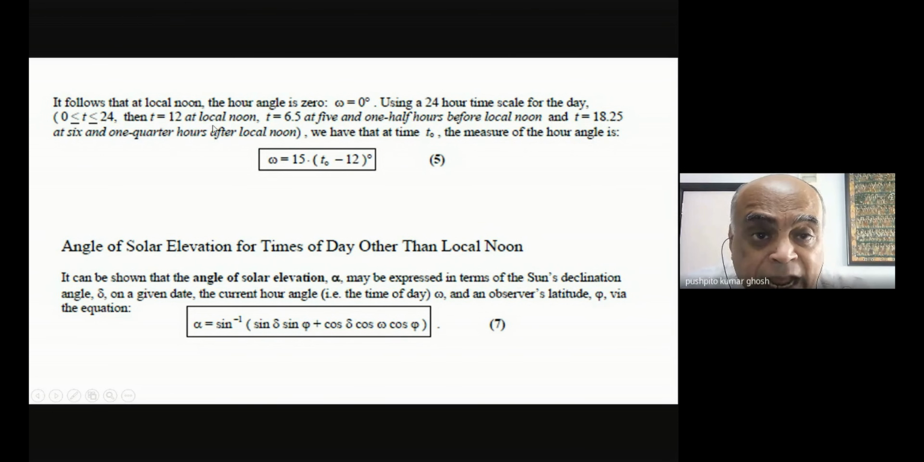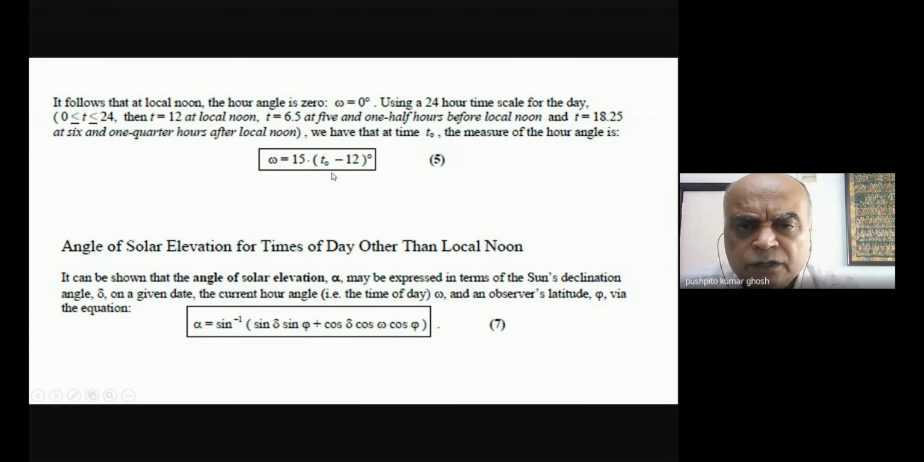All right. And at t is equal to 6.5, that is 5.5 hours before local noon, that means I'm going to reach local noon only after 5.5 hours. So if I'm at, for example, England, and we have a time difference of 5 or 5.5 hours or whatever, they will reach their local noon about 5 hours after we do. Okay, so that's what it is. And if I'm at, say, t is equal to 18.25, which is 6.25 hours after local noon, so I say 6:15 in the evening, that is t is equal to 18.25.